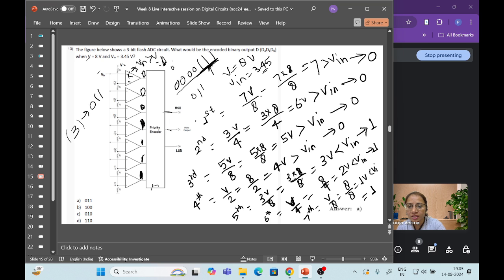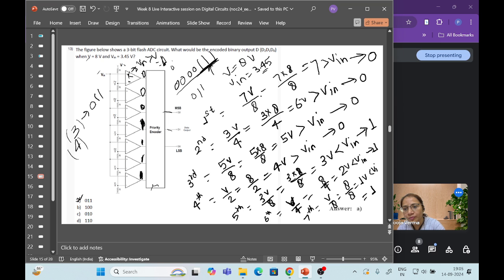Because here we have three bits high, so for 3 we write the binary equivalent 0, 1, 1. That will be D0, D1, D2. And if that one will be high, then what will be the binary equivalent for this one?